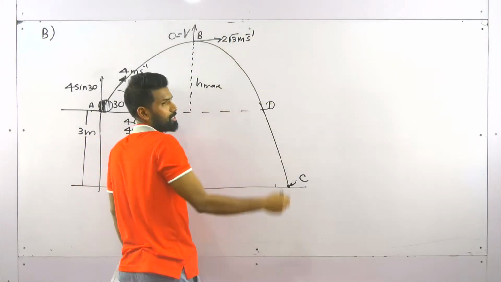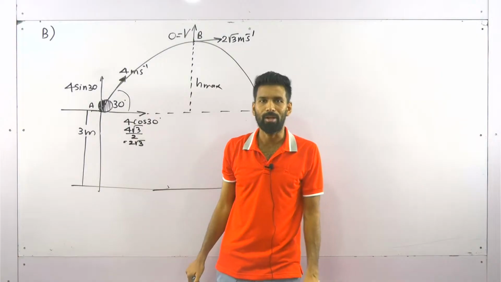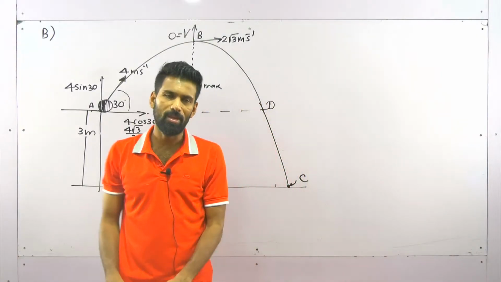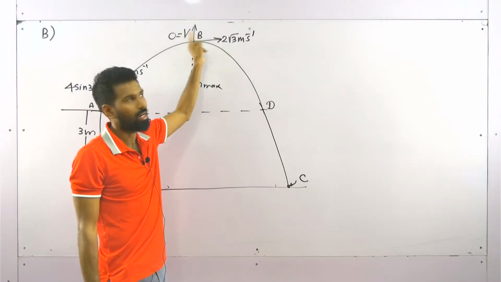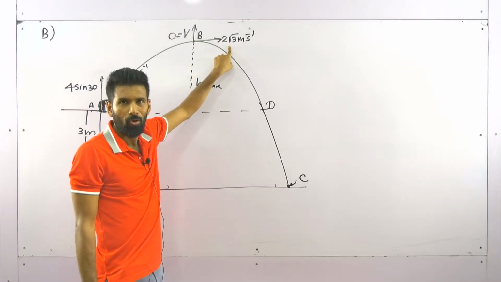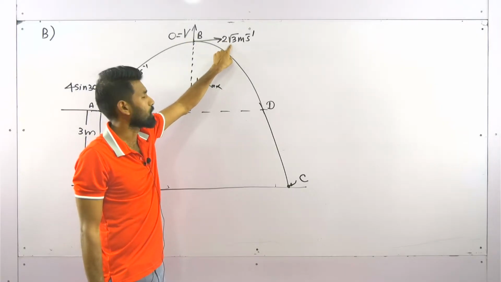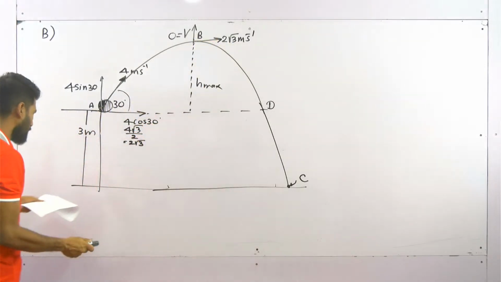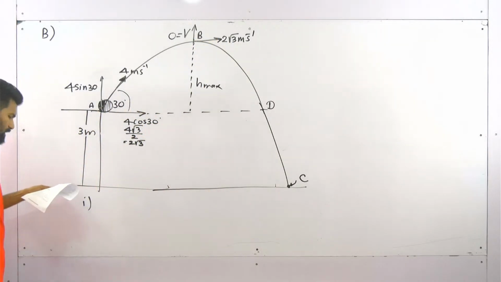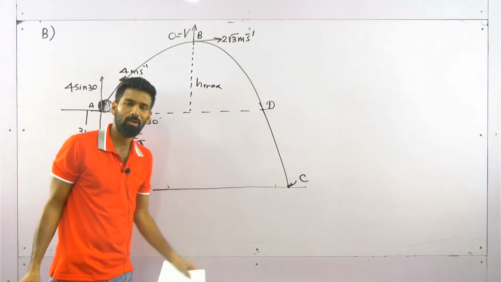Now at the highest point, as there is no vertical component to take the vector addition with the horizontal component, the complete velocity will be the horizontal component. The only remaining velocity at the highest point is the horizontal component. So what's the first question they ask? What is the velocity of the object at point B?